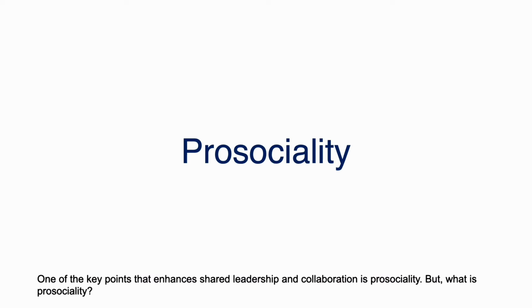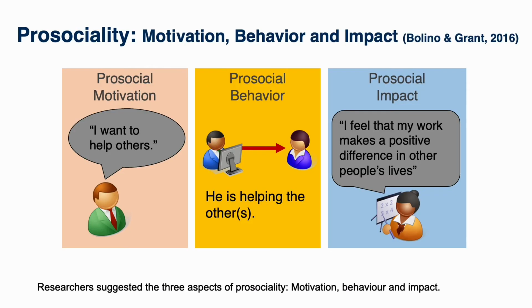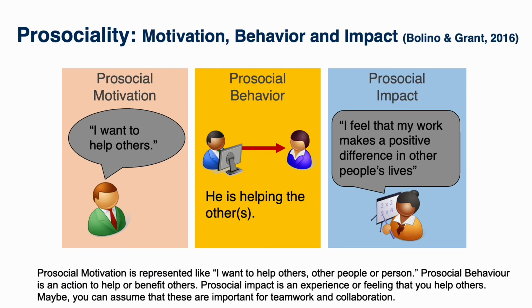One of the key points that enhances shared leadership and collaboration is pro-sociality. But what is pro-sociality? Researchers suggested 3 aspects of pro-sociality: motivation, behavior, and impact. Pro-social motivation is represented like, I want to help others. Pro-social behavior is an action to help or benefit others. Pro-social impact is an experience or feeling that you help others. Maybe you can assume that these are important for teamwork and collaboration.